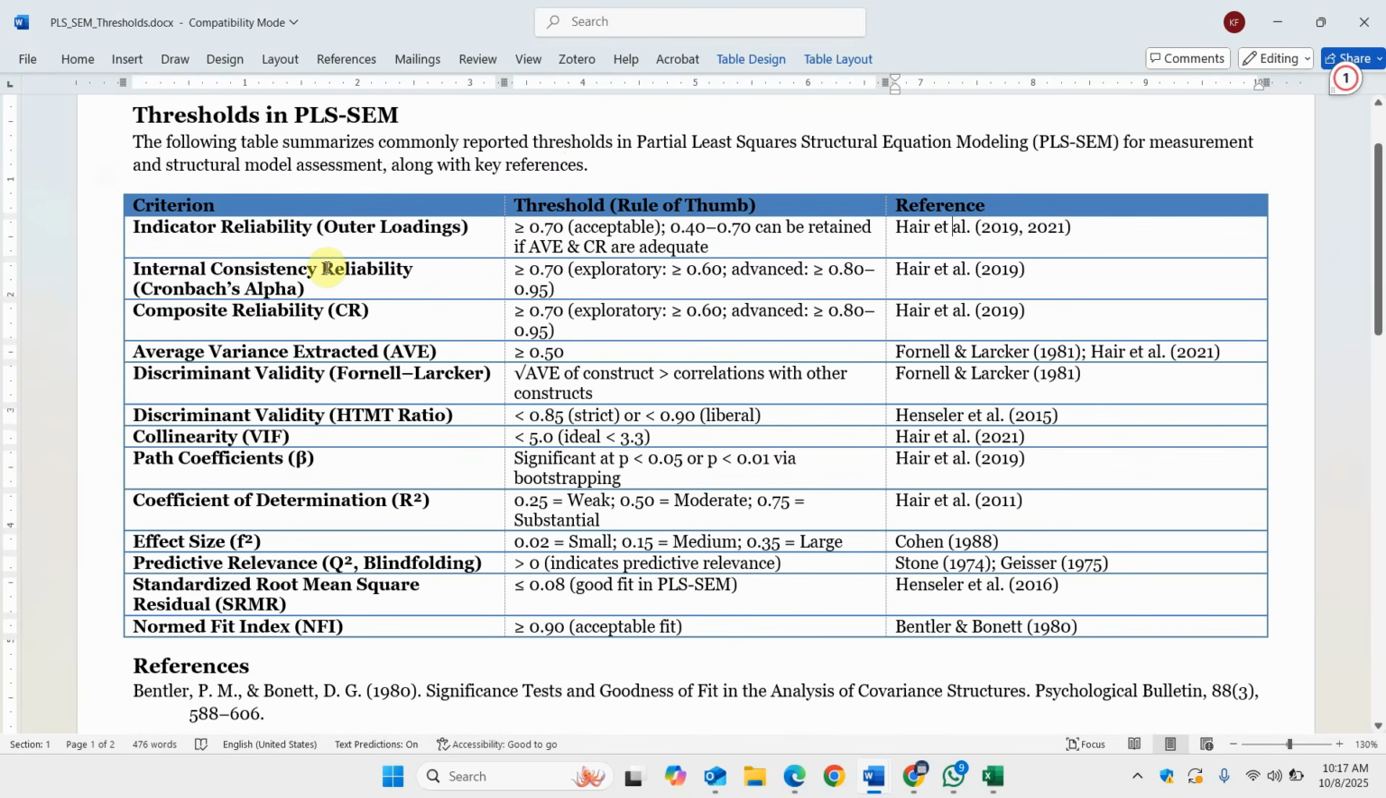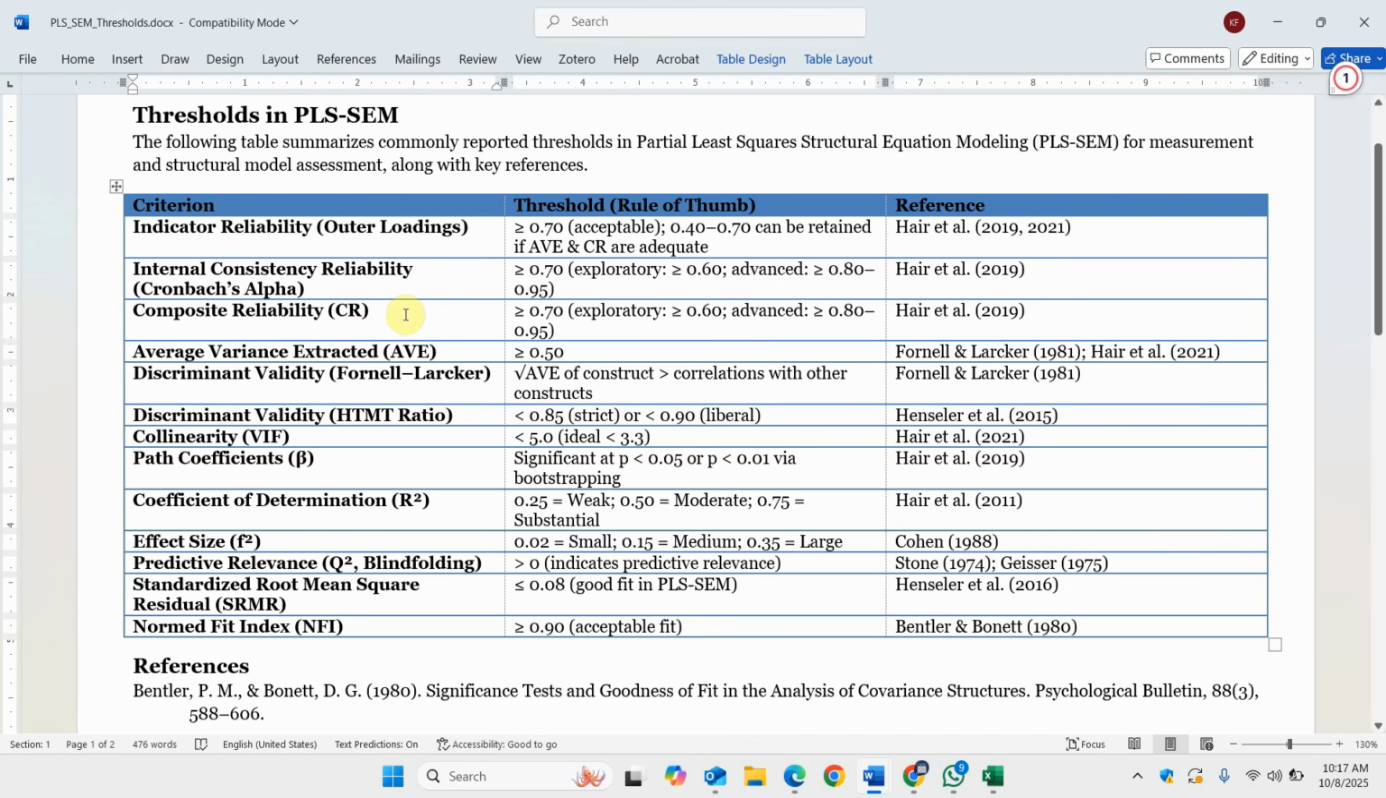Moving on, internal consistency reliability, that is Cronbach's alpha. Now, normally it should be over 0.70 or greater than or equal to 0.70. For exploratory research, it can be greater than or equal to 0.60. Now, normally it is obviously the higher the better, but less than 0.95. Again, the reference is Hair et al. 2019.